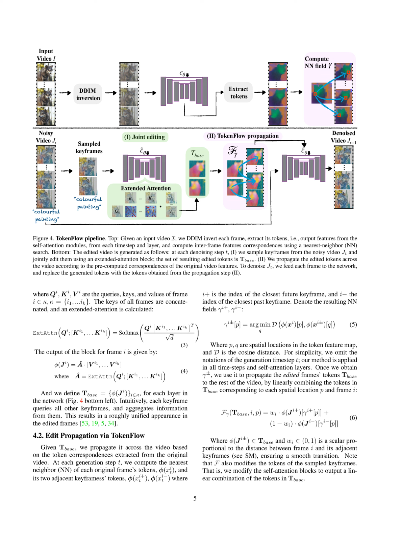We apply this method at all time steps and self-attention layers, although we've left out the notations for the generation time step t for simplicity. Once we have gamma, we use it to spread the edited frame's tokens, T_base, to the rest of the video. This is done by linearly combining the tokens in T_base that correspond to each spatial location p and frame i. The tokens are combined in such a way that they are proportional to the distance between frame i and its adjacent keyframes. This ensures a smooth transition. It's important to note that this process also modifies the tokens of the sampled keyframes. In other words, we adjust the self-attention blocks to output a linear combination of the tokens in T_base.